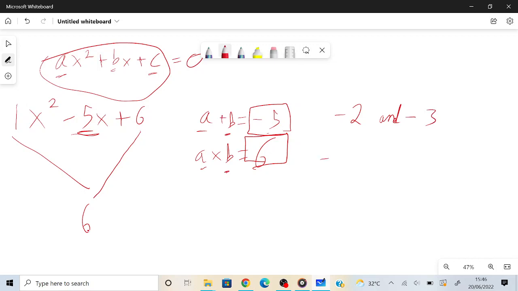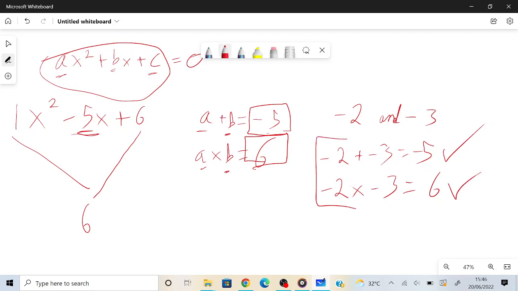Minus 2 plus minus 3 gives you minus 5. So this satisfies the first part. Then minus 2 times minus 3 would give me 6, because the minus and minus would become plus. Remember, minus is the most dangerous sign in math, so this also satisfies the equation. So that means I have my two values, minus 2 and minus 3.